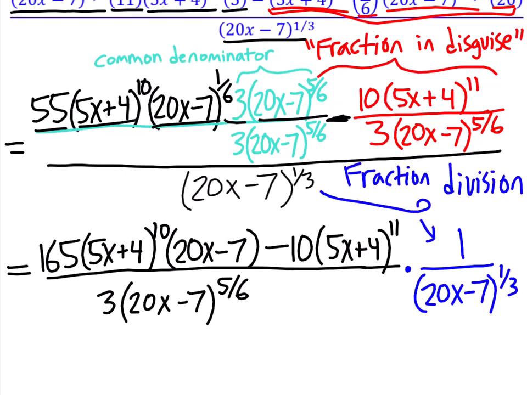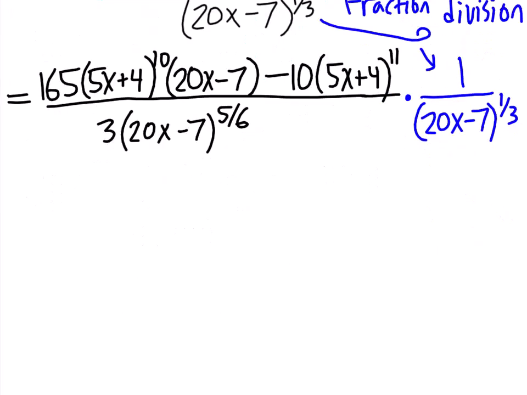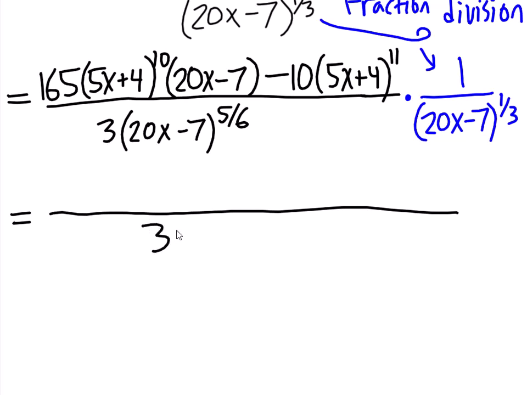All right, what next? Well, I'm going to go ahead and start by addressing that denominator first. You could tackle the numerator first if you want. I'm just choosing to look at the denominator and notice that 3 times (20x minus 7) to the 5/6. Because when you multiply (20x minus 7) to the 5/6 times (20x minus 7) to the 1/3, we add their exponents, right? So 5/6 plus 2/6, that's 7/6, right?